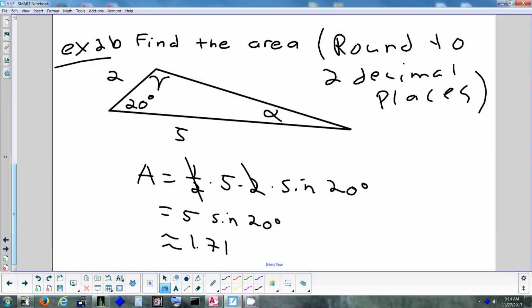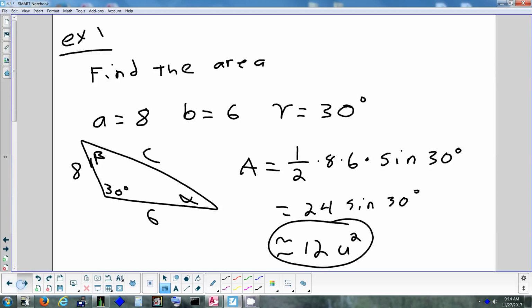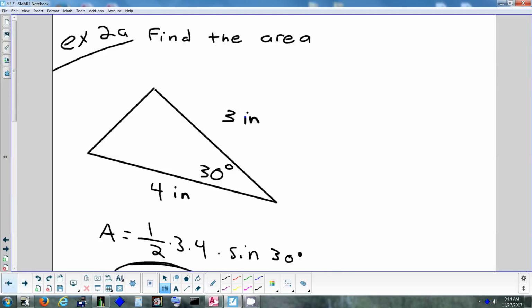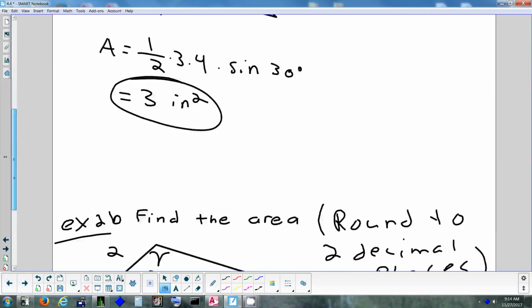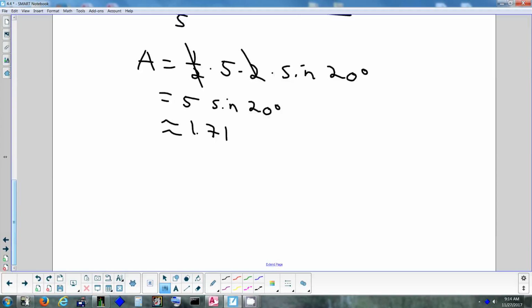So what should I put on that number so we know that it's an area? Something squared. Something squared, yeah, we don't know what it is in this case. The last problem, we knew it was inches, so just put square units. Good. Any questions on that?